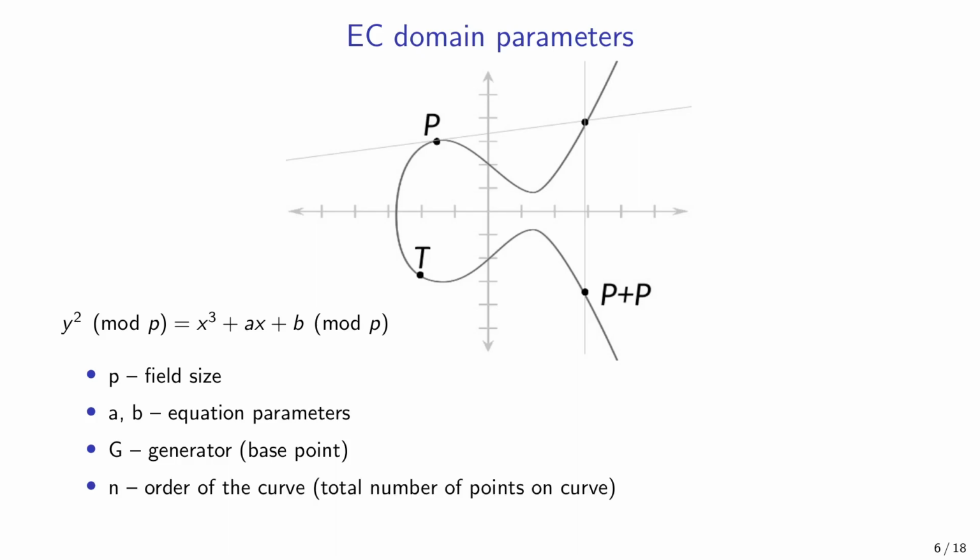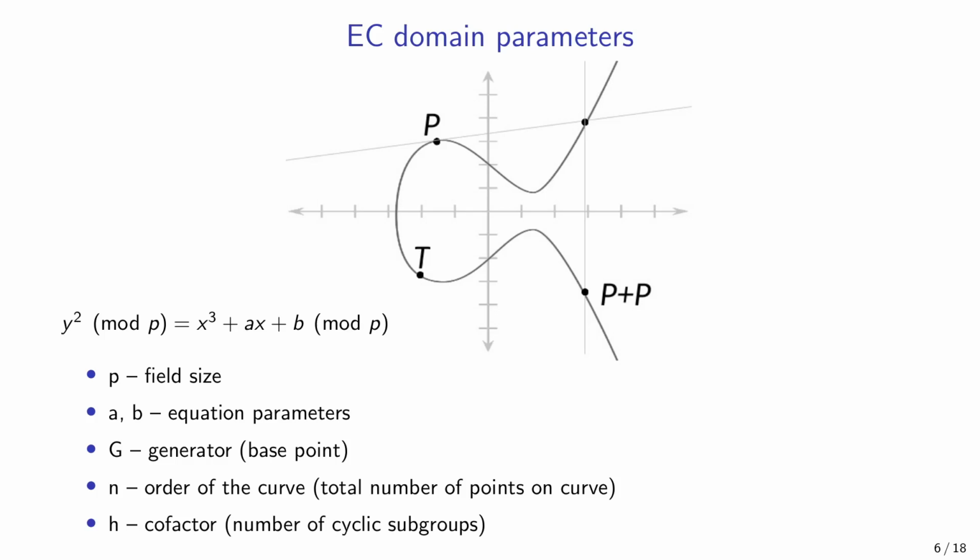N is the order of the curve, or the total number of points on the defined curve. The elliptic curve forms a so-called cyclic group, meaning that if we keep adding a point to itself, then eventually we will return to the initial point. So this will happen after we add a point to itself n times or multiply a point by n plus 1.